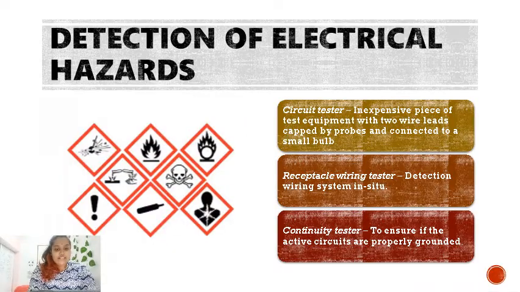What is detection of electrical hazard? First, the circuit tester, an inexpensive piece of test equipment with two wire leads capped by probes and connected to a small bulb. Next, the receptacle wiring tester to detect wiring system faults, and the continuity tester to ensure active circuits are properly grounded.